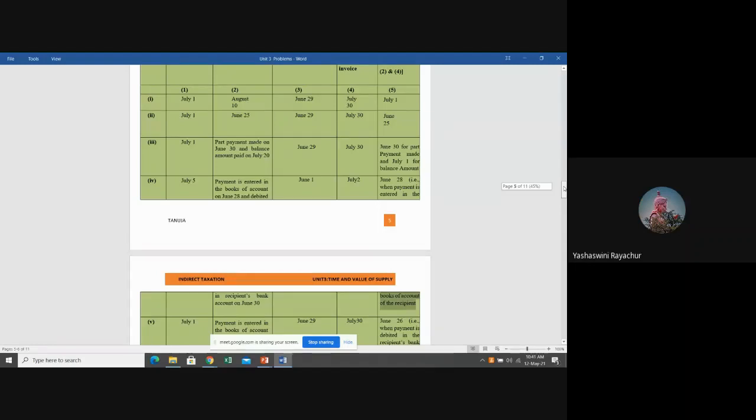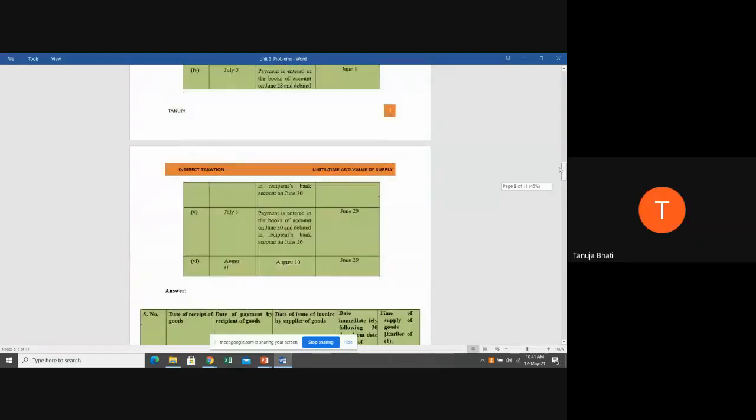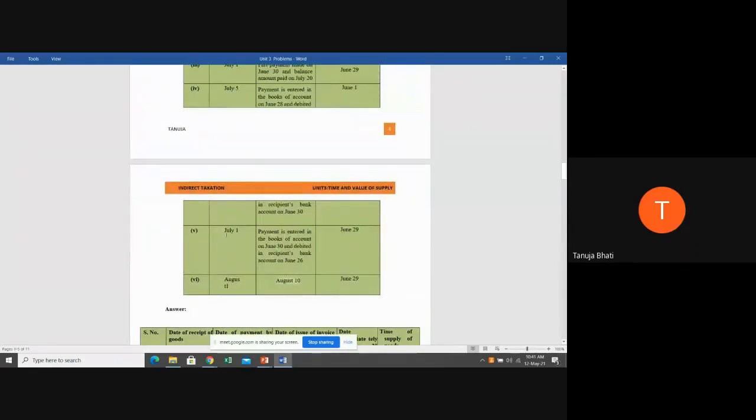Yes, ma'am. Okay. So case number 5, what are they asking us? This is the question. July 1st, the goods are received. Now, payment is entered in the books of accounts on June 30th and debited in the recipient's bank account on June 26th. So in this case, what is the final date of payment we are going to consider? Which date we are going to consider as date of payment? Can anyone tell me? June 26.